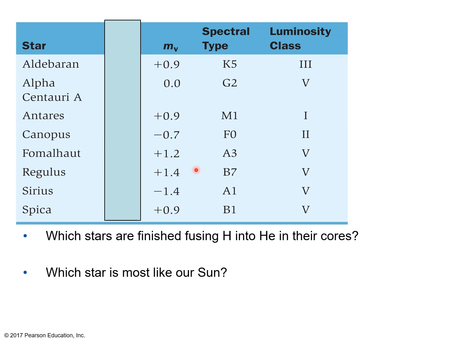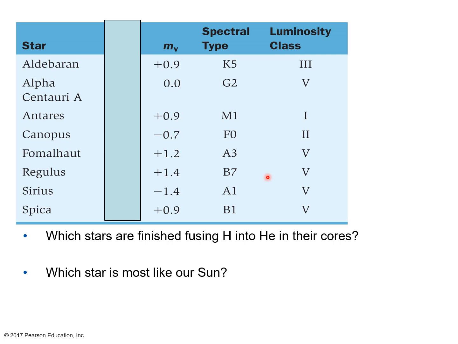Which stars are finished fusing hydrogen into helium in their cores? I want you to remember that that is the definition of a main sequence star. A main sequence star is currently fusing hydrogen into helium in its core. And so when it's done fusing hydrogen to helium, it becomes something else, a giant, a supergiant, eventually maybe a white dwarf, but it'll be something other than main sequence.